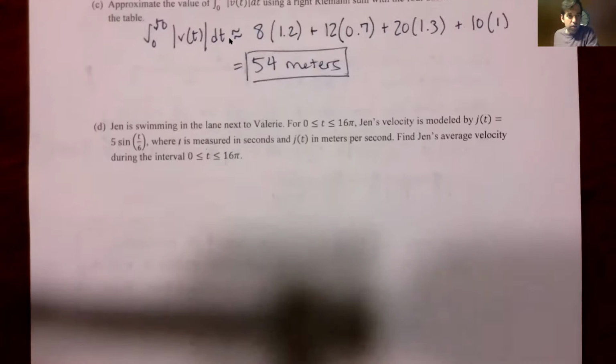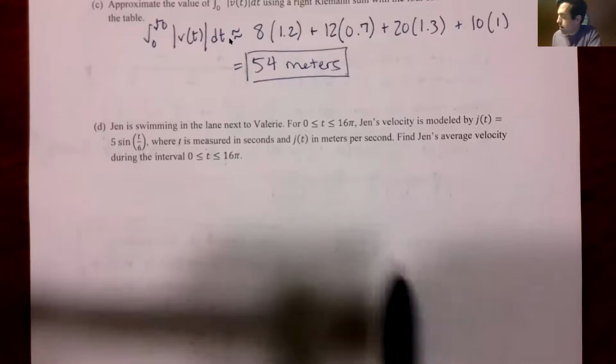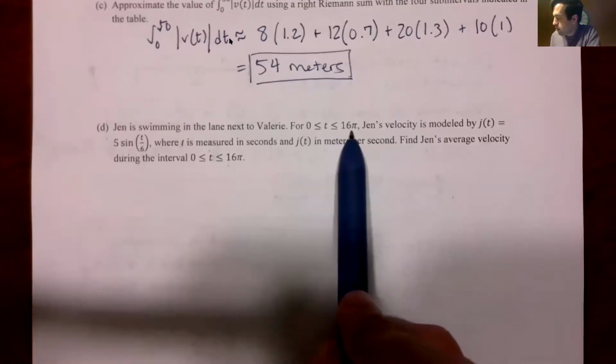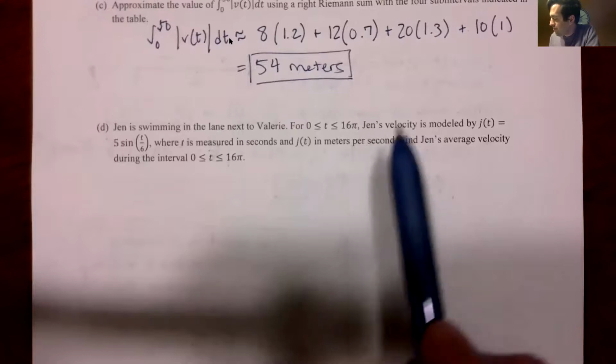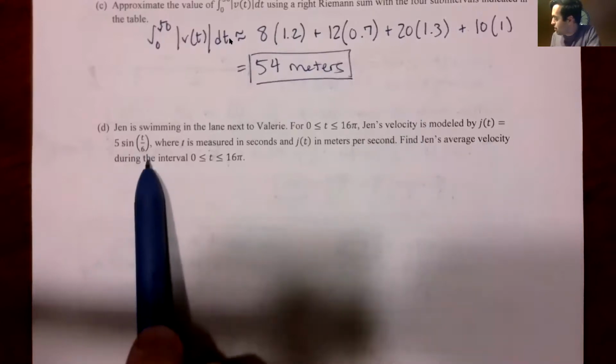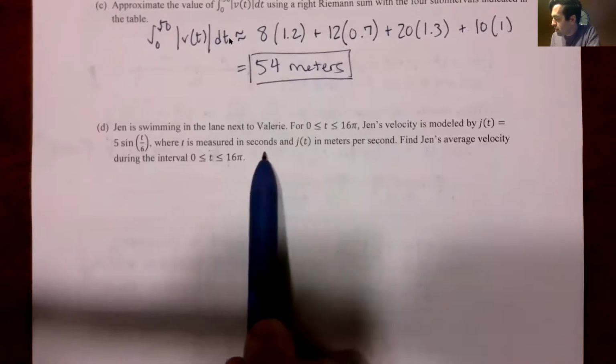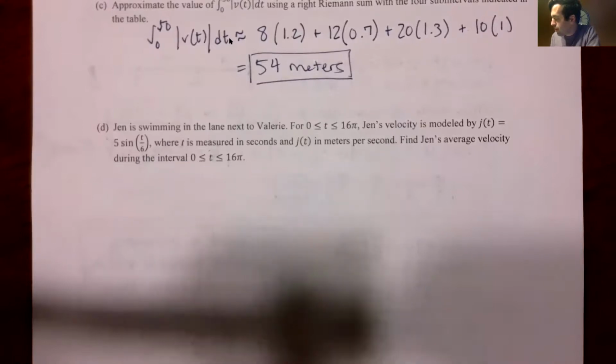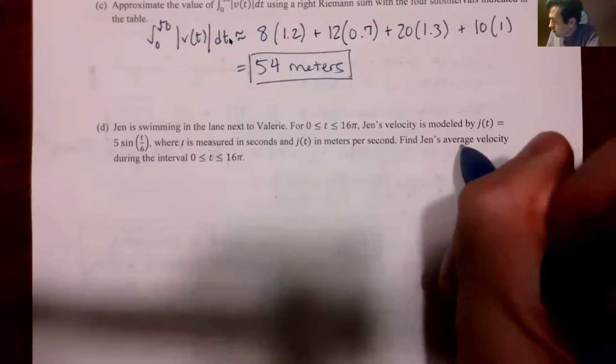Letter D, Jen is swimming in the lane next to Valerie. For 0 ≤ t ≤ 16π. Yes, we always measure time in terms of pi. Jen's velocity is modeled by j(t) = 5 sin(t/6), where t is measured in seconds and j(t) in meters per second. Find Jen's average velocity during the interval 0 ≤ t ≤ 16π. Average velocity.